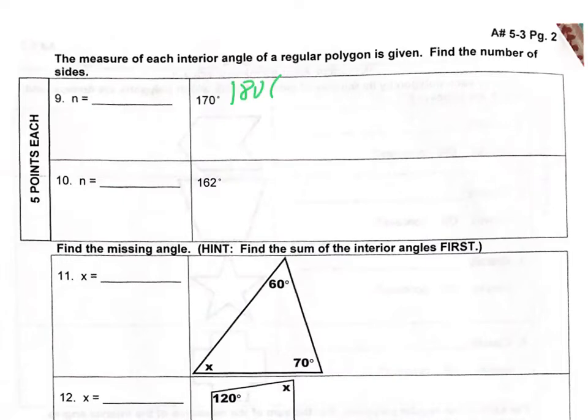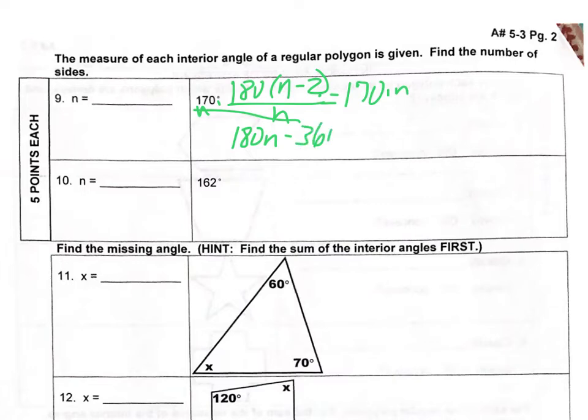We're going to do 180 times n minus 2 over n, and we're going to set it equal to 170, because we already know how many degrees each angle is. We've got to see how many sides are left over. So we're going to multiply each side by n, which cancels that out. So we have 180n, and 180 times negative 2 is negative 360, equals 170n.